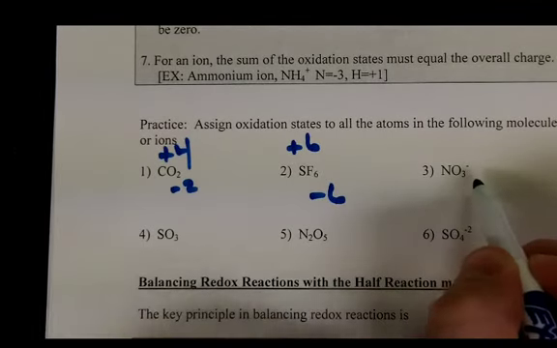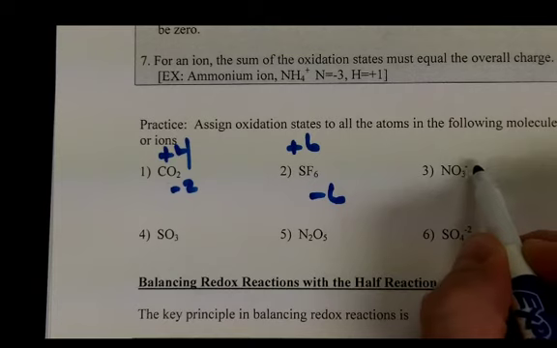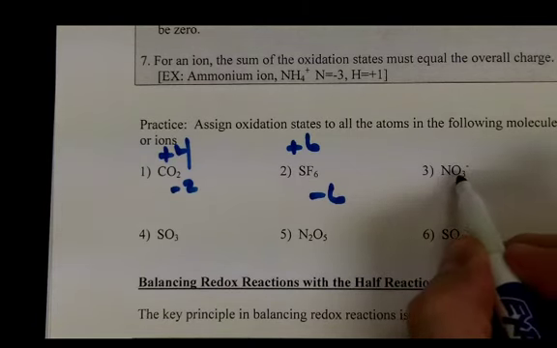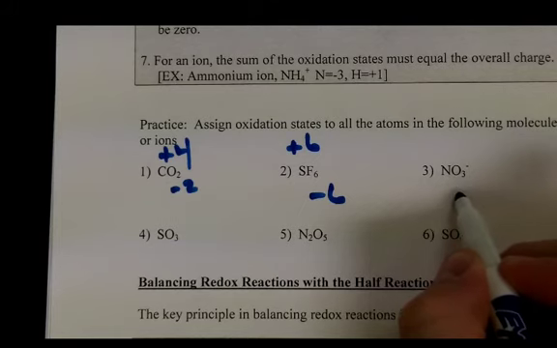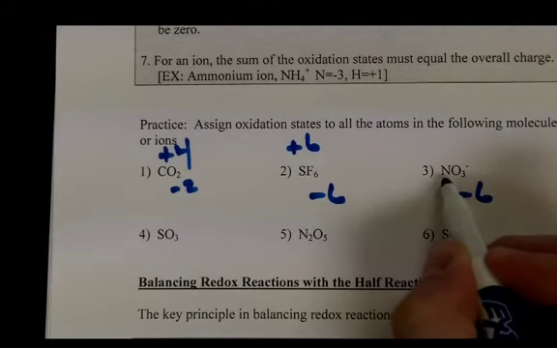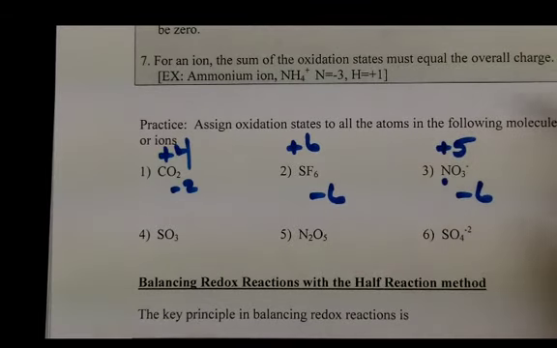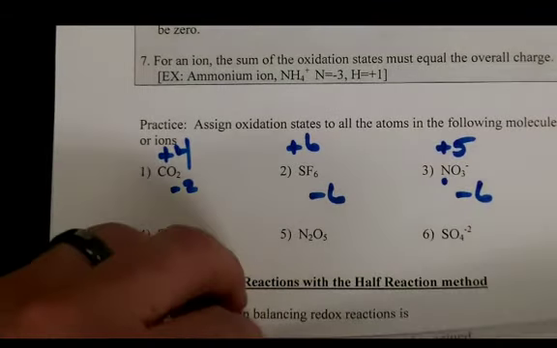Now, this is nitrate. Nitrate has an overall charge of -1. So you want the overall charge to be -1 as well. Oxygen is -2. There's 3 of them. That's a total of -6. Therefore, nitrogen must be +5. Okay? All right.